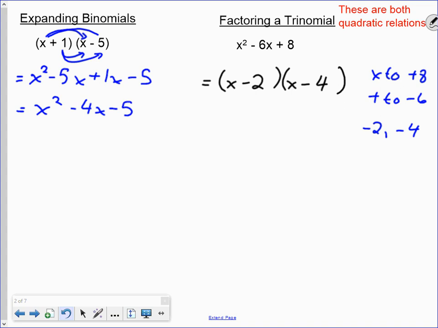Okay. And you can see the note up at the top: why are we doing this? Because this trinomial, and the trinomial that we started with up here, we can see the x squared. These are quadratic relations that we've been working with all along.